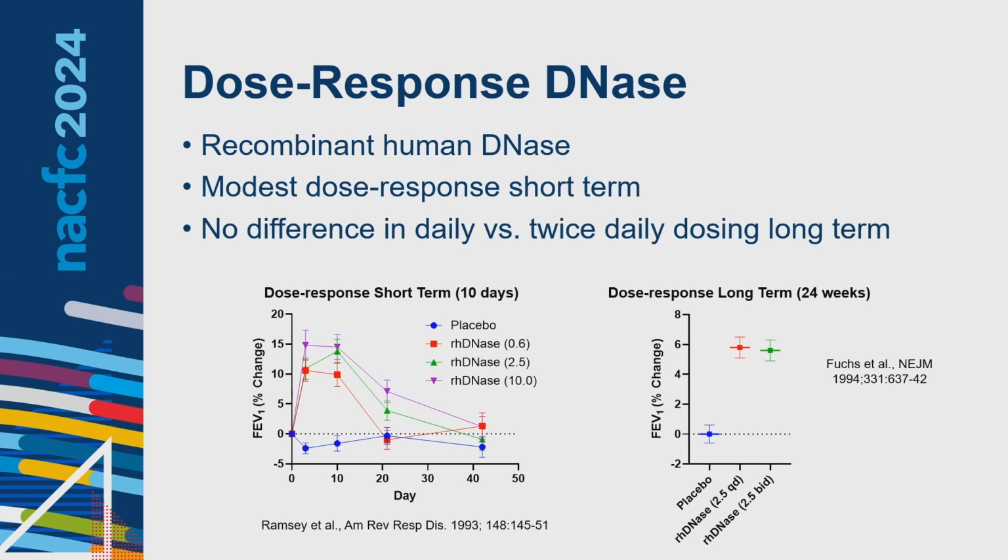Here's DNase, another drug where there's a little bit of a dose response at the 0.6 milligram level. You can see, maybe not quite as persistent as you go up, not clear, but a little bit of a hint that there's a dose response here. And when they did the long-term clinical trial, though, of 24 weeks, a very large clinical trial, I think it was over 900 people, you really didn't see any difference between once daily or twice daily dosing. But both are approved.